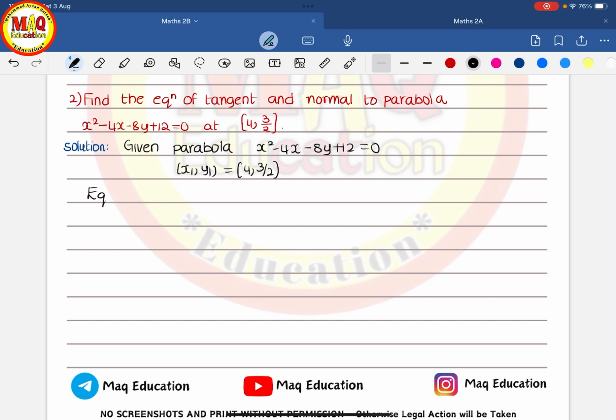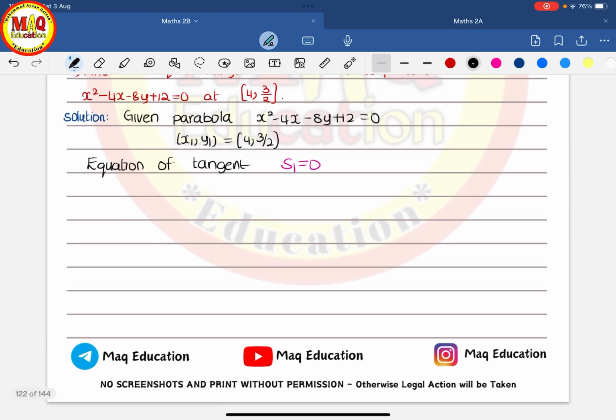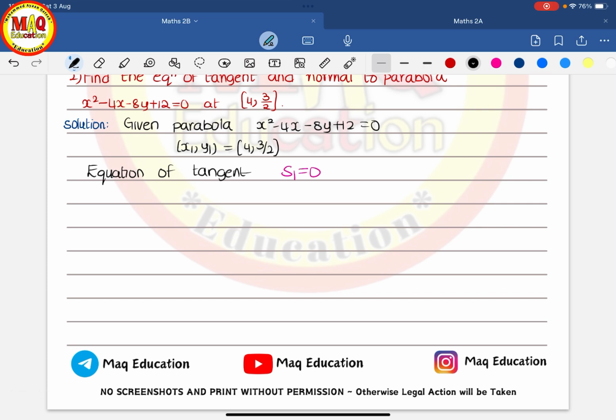So first, equation of tangent. Equation of tangent is S1 equal to 0, no? S1 notation is x into x1 minus 2 of x plus x1 minus 4 of y plus y1 plus 12 equal to 0. Substitute the point x1 comma y1: 4x minus 2 into x plus 4, minus 4 into y plus 3 by 2, plus 12 equal to 0.